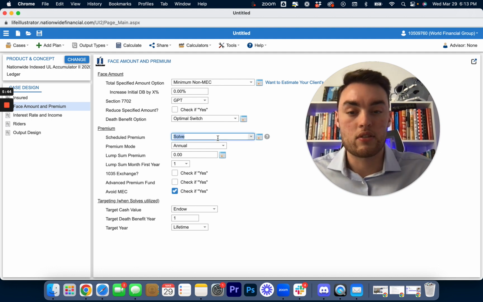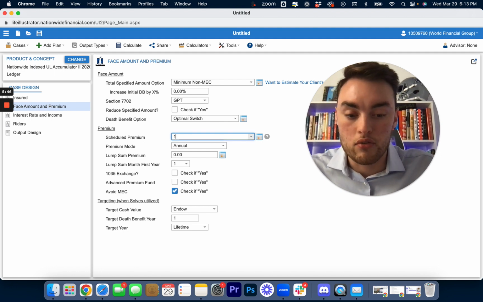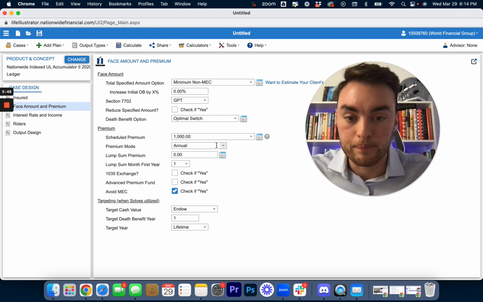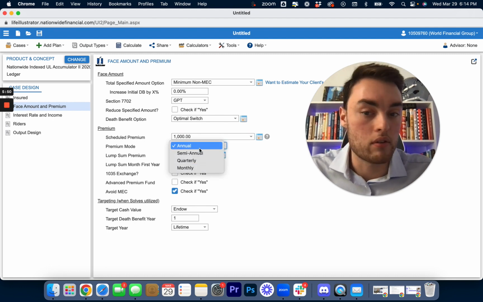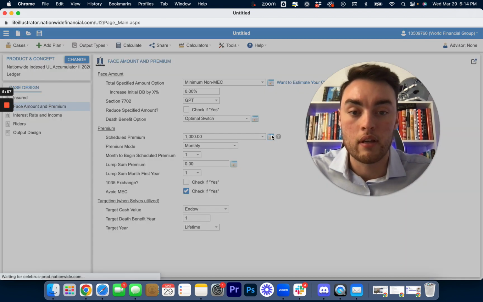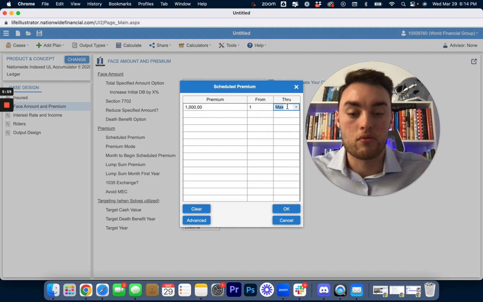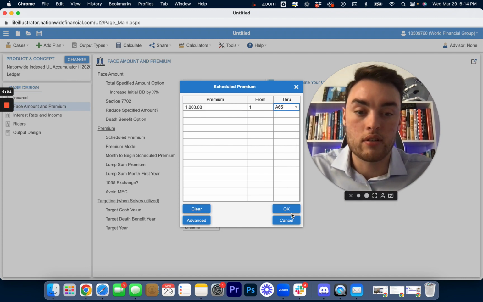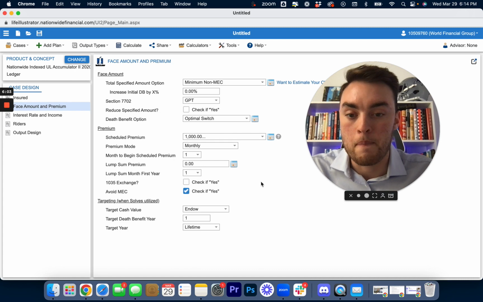But this 30-year-old male is going to be contributing $1,000 per month. You can contribute to this policy annually, semi-annually, so every 6 months, every quarter, or monthly, but most people do monthly. And we're going to have this individual stop contributing to their IUL at age 65, because most people do that. And no lump sum. I won't put a lump sum here.